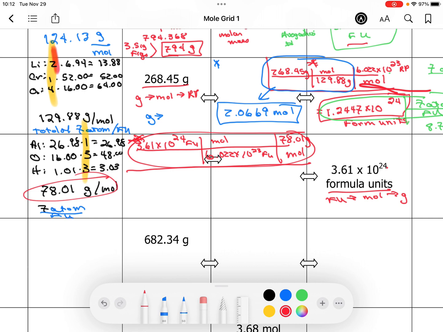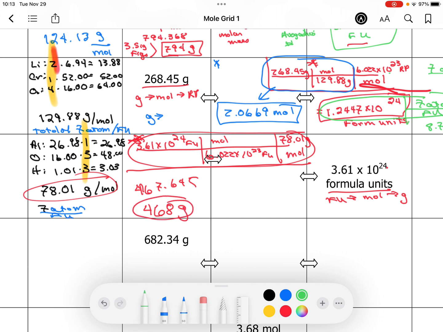3.61 times 10 to the 24th divided by Avogadro's number multiplied by 78.01 is 1.695. So I get 1, I did something wrong. Oh, I multiplied. 3.61 times 10 to the 21st divided by Avogadro's. There we go, times 78.01. So here I get 467.645, and rounding this to the right sig figs, I get 468 grams.